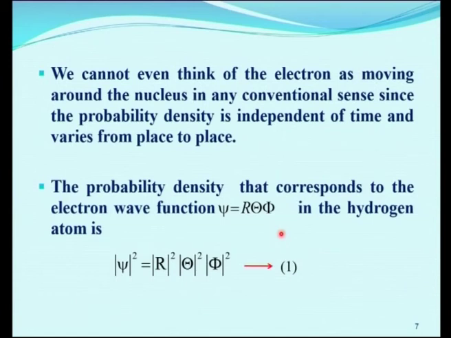So, what we have seen is that psi is the wave function of the electron present in the hydrogen atom in terms of r, theta, phi. So, psi of r, theta, phi is a function of small r, capital R, and small theta, capital Theta, small phi, capital Phi. So, this represents R of r, Theta of theta, Phi of phi in the hydrogen atom. Modulus psi squared is equal to modulus R squared, modulus Theta squared, modulus Phi squared. This is equation number 1.